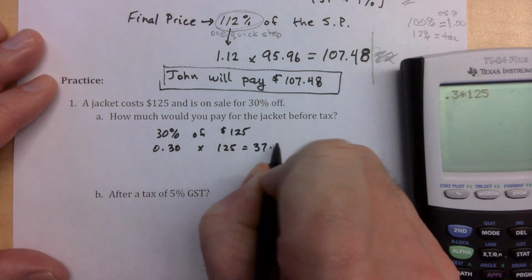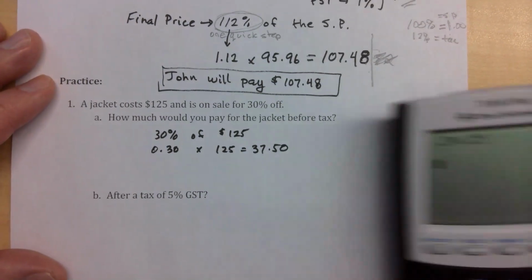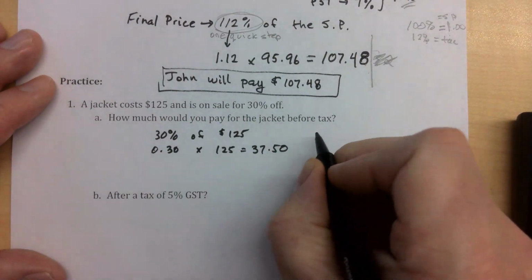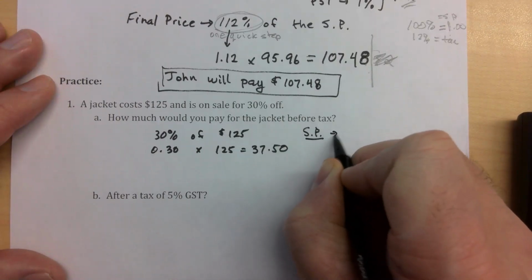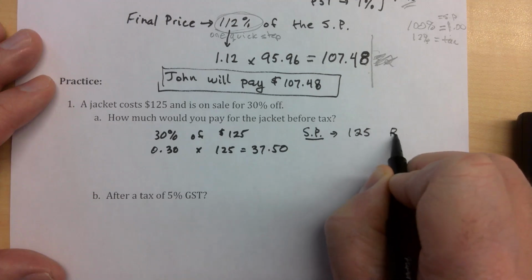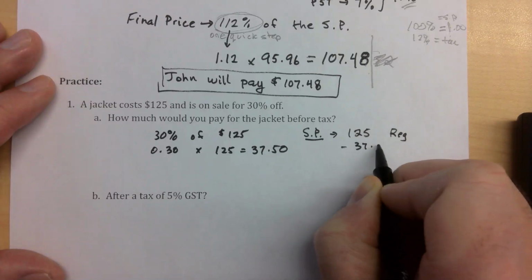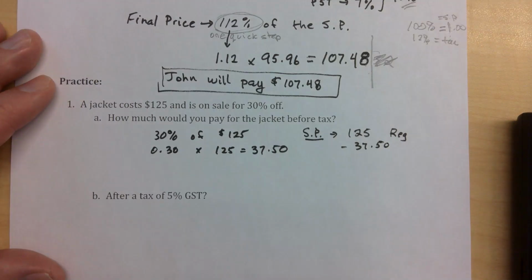$37.50. Okay, so what did we just find out? We found out the savings. $37.50 is the savings, meaning we have to calculate the sales price. Sales price is going to be the regular price. Okay, so that's the regular, subtract $37.50.